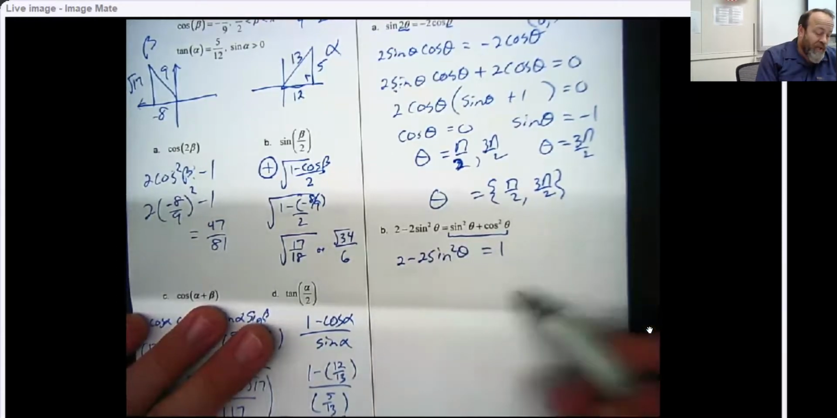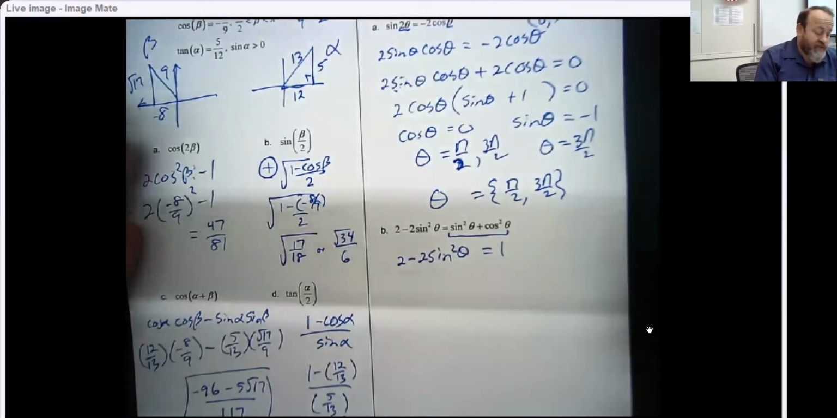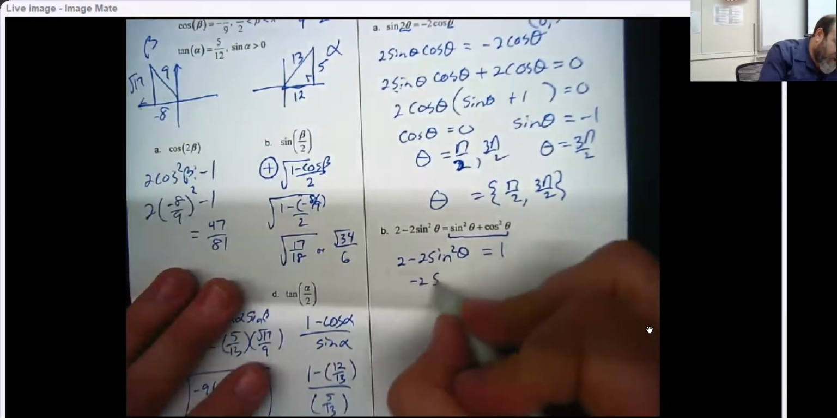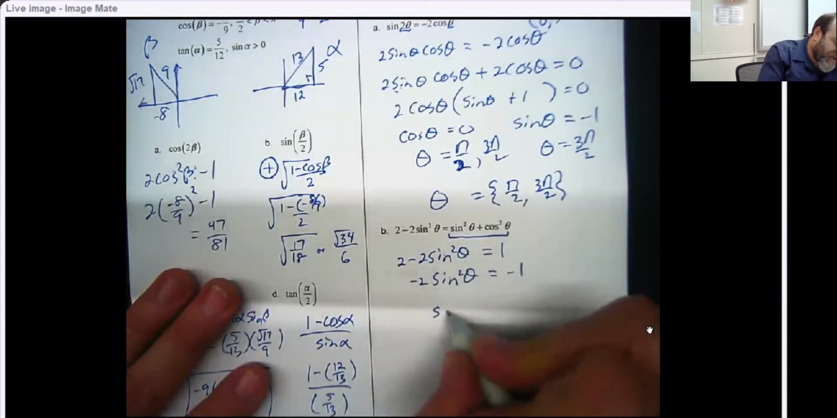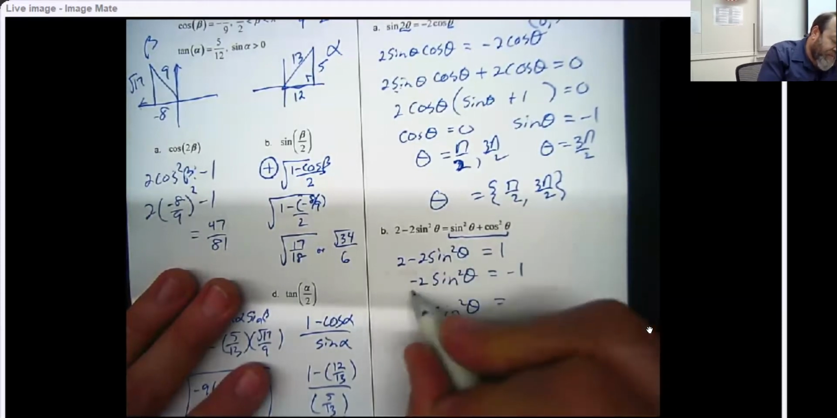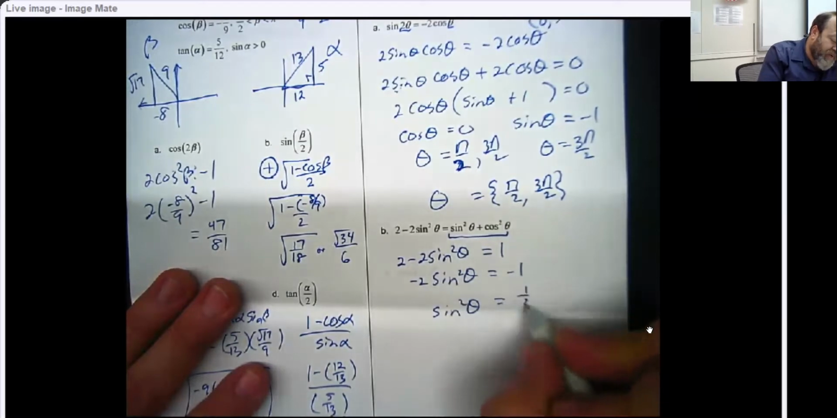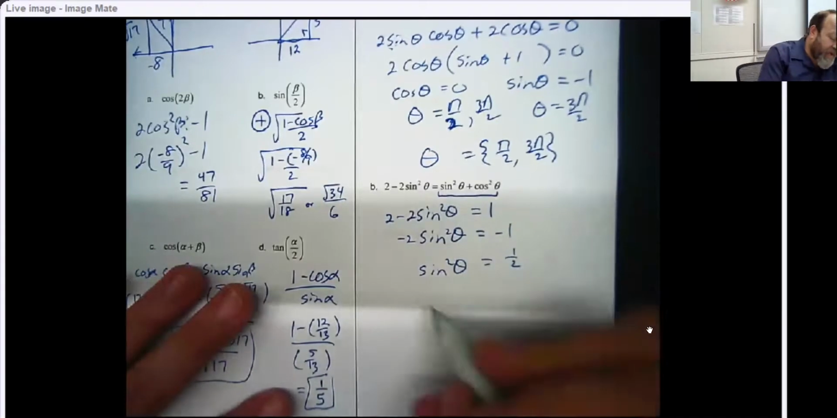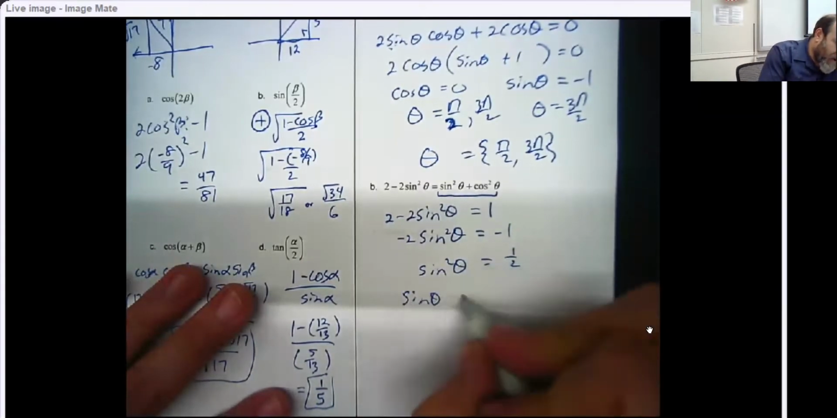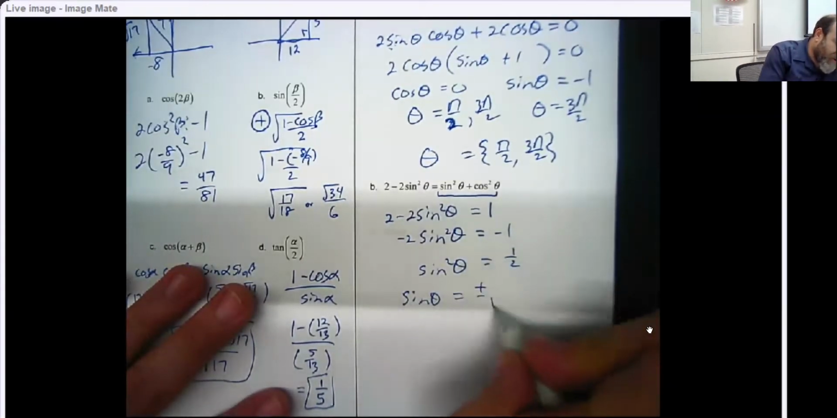And normally I like to set things equal to 0, but this problem is actually rigged up to do something a little bit different. I'm going to move the 2 to the other side. I'm going to divide both sides by negative 2. And this is actually a problem right off of one of the previous worksheets that we had. But if we take the square root of both sides, this is a little bit interesting.